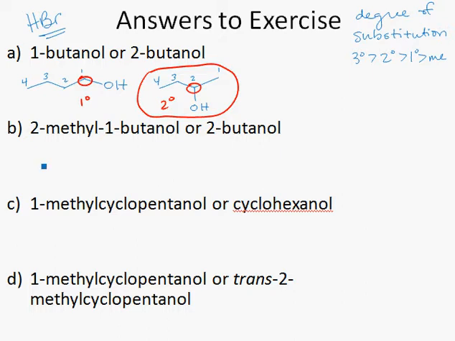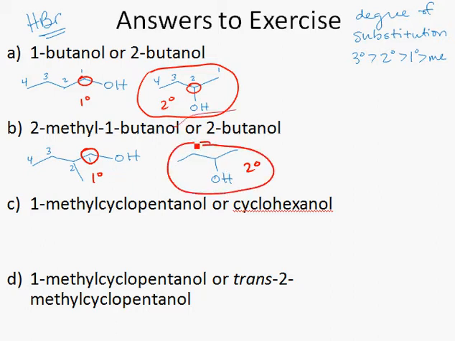To draw 2-methyl-1-butanol, we just draw 1-butanol again, and on carbon 2 we need a methyl group. And the other alcohol is just 2-butanol again. So we already know 2-butanol is secondary. If we look at 2-methyl-1-butanol, it's still primary. The carbonyl carbon is still attached to only one other carbon. So 2-butanol wins again.